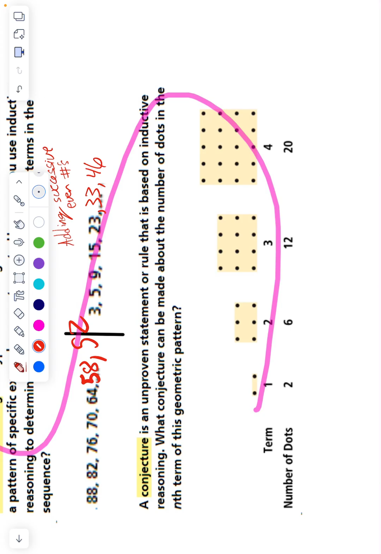So when we said 58, 52 in this first number pattern, we were making a conjecture that we were decreasing, and I didn't write this, but decreasing by 6 each time. That is a conjecture. Like I said, it could be wrong. It isn't in this case, but that's a conjecture. It's an unproven statement. So we might have to end up proving that. And that's going to be part of our work coming up.